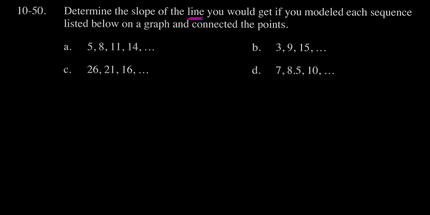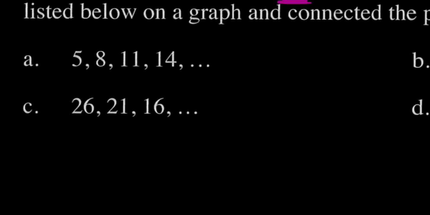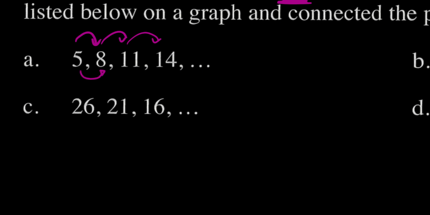But if I look at this first sequence A, I can see that it increased by 3: 5, 8, 11, 14. So this is adding 3 each time. As the sequence number increased by 1, first term, second term, third term, the value of the sequence increased by 3. So this is 3 over 1, or I could just write it as 3. So this would have a slope of 3.